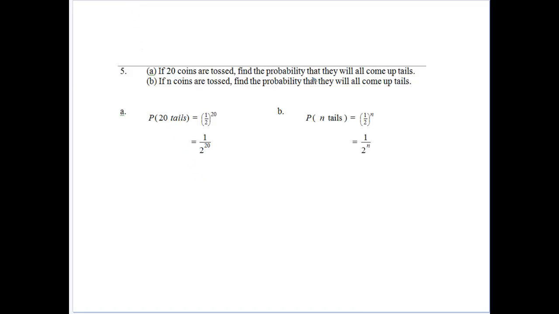This time we've got 20 coins tossed. What's the probability that all come up tails? Well, that'd be a half times a half times a half, 20 times. So we'll leave it as 1 over 2 to the power of 20, because 2 to the power of 20 is really large, so we won't bother writing it out. This time we have n coins tossed. Again, it's a half to the power of n, because if they're all going to come up tails, it's a half times a half times a half, occurring n times, which gives us 1 on 2 to the power of n.